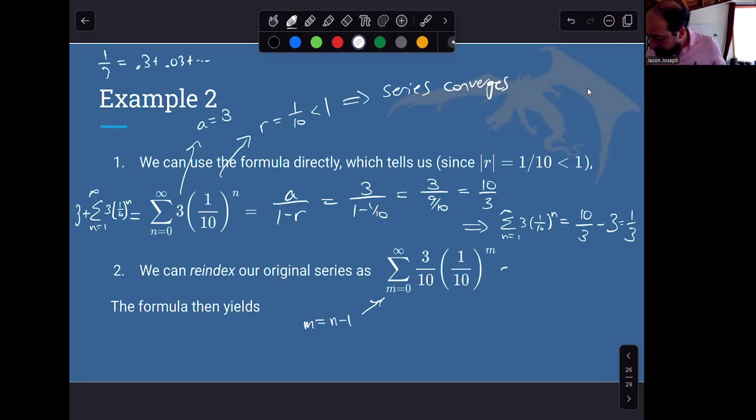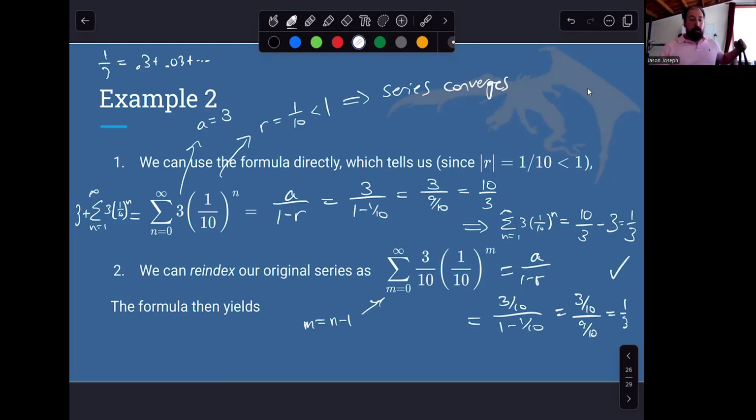And now that it's in that form, I just apply the formula a over 1 minus r. So now my a has changed. My a is 3/10. My r is still 1/10. So that's 3/10 divided by 9/10, which is also 1/3. So either strategy will work, and it's just a matter of preference, how you like to do it.